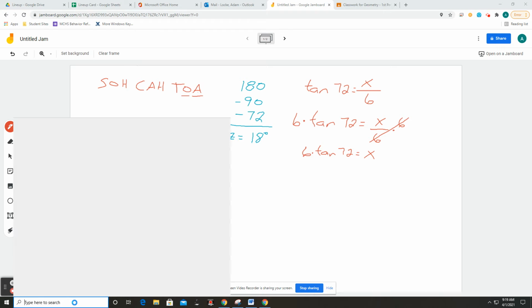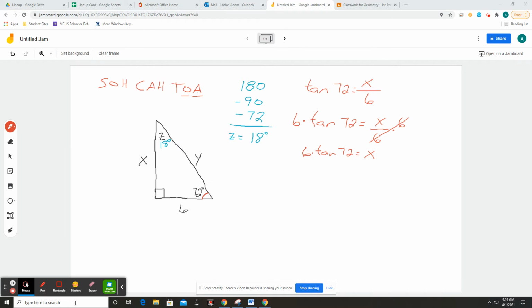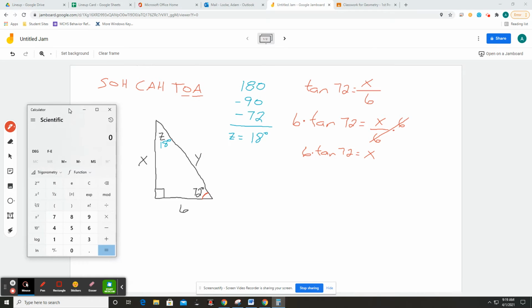So let me pull up my calculator here. So for me, I'm going to type in the tangent of 72 first, and that's going to give me just a decimal number, because remember, these are all ratios. So if I do 72 and the tangent of that number, it gives me 3.078 and so forth. And then I'm going to take that number and multiply it by 6. That's going to tell me the side x should be 18.47.